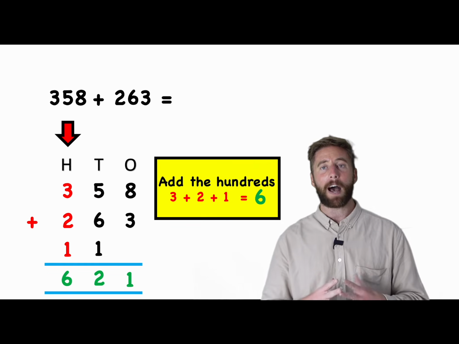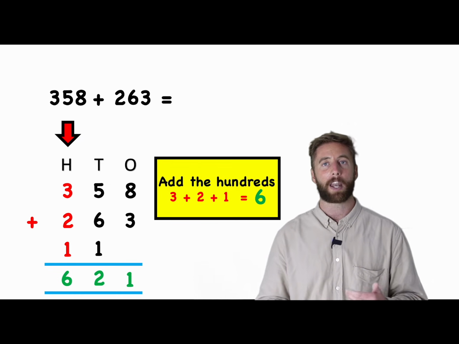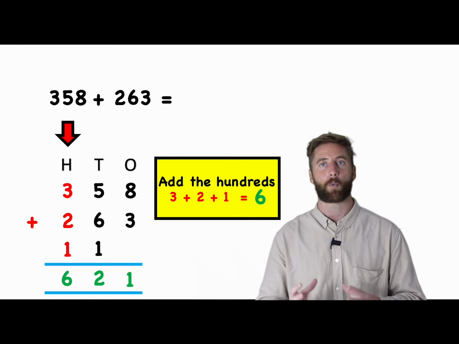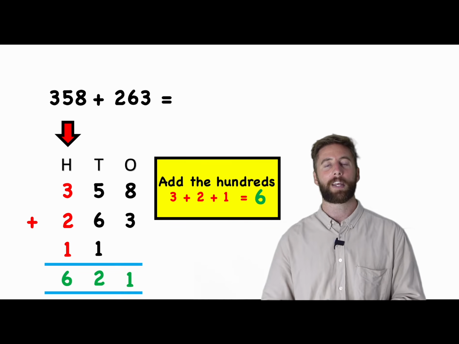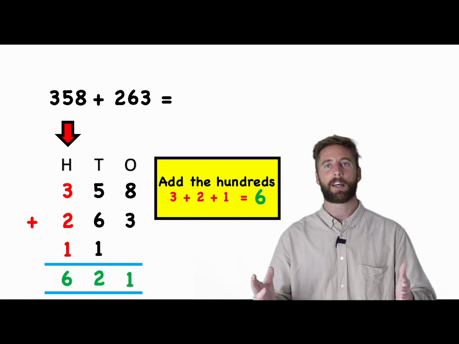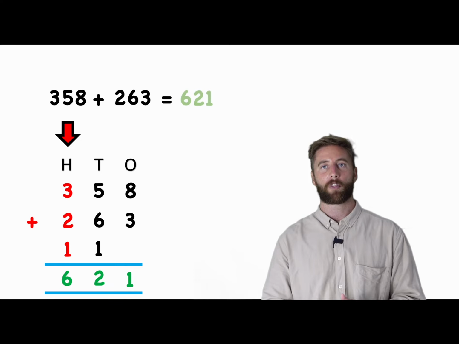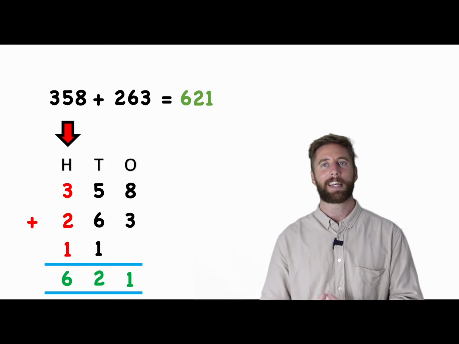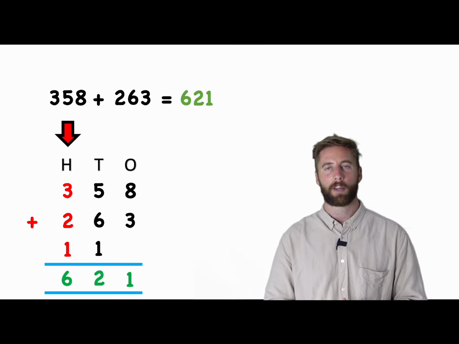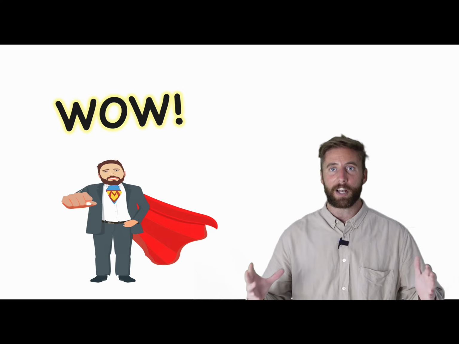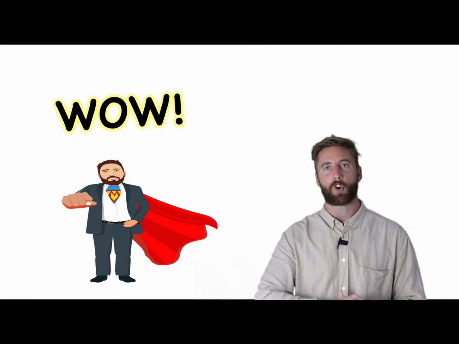So in my hundreds column now I have a 3, a 2 and a 1. A 300, a 200 and a 100. 3 and 2 add 1 is 6, leaving my answer 621. 358 plus 263 is 621. Wow, that was a really difficult stage 2 one. Well done if you got that right.